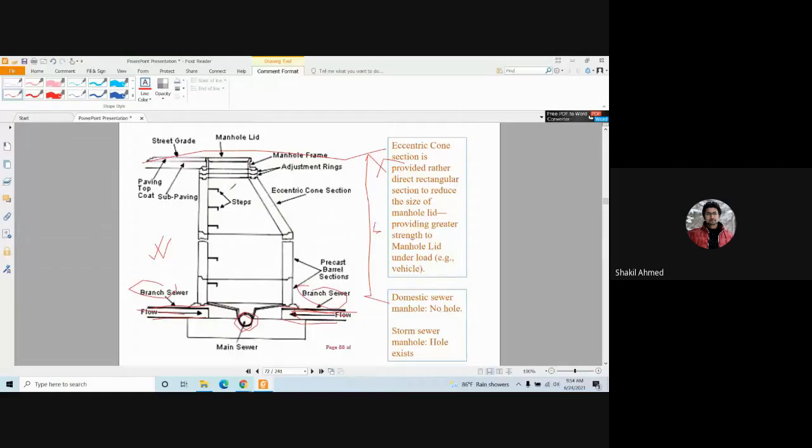So you have to provide a step, am I right? So that a person can use these steps to go down, right? Now, look at one thing. This portion has been inclined to reduce this spacing. So here spacing is higher, here spacing is lower. Are you following me?